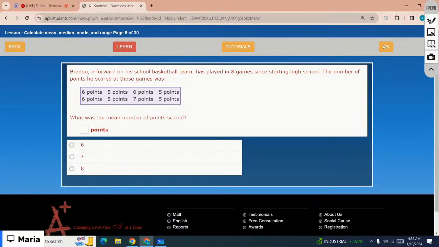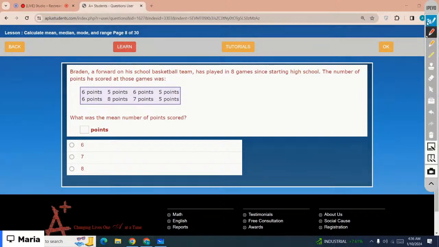What was the mean of points scored? Whenever you need to calculate the mean, the first thing is just add all the given values: 6 plus 5 plus 6 plus 5 plus 6 plus 8 plus 7 plus 5. Just calculate the sum of the given values, right?